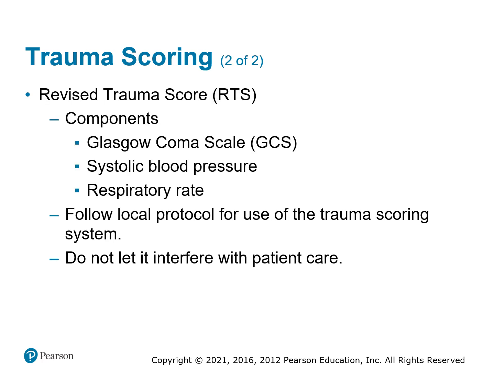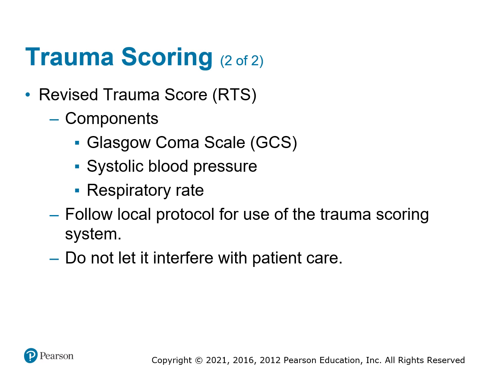So the components of the revised trauma score are the GCS, systolic blood pressure, and respiratory rate. Follow your local protocol for use of the trauma scoring system. This is normally something that's kind of done after the call. If we wanted to look at it, it's easy. We're going to look at a form here in a minute. But this is not something that's important enough to let interfere with patient care.